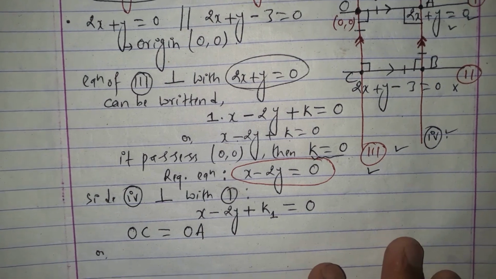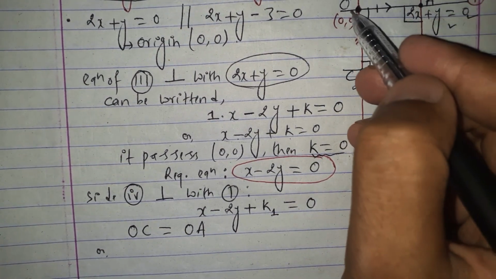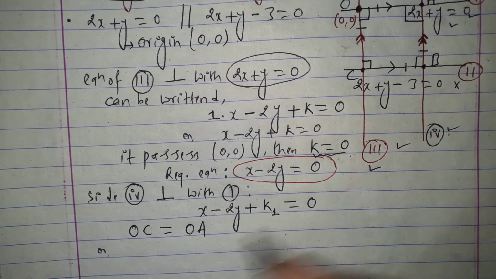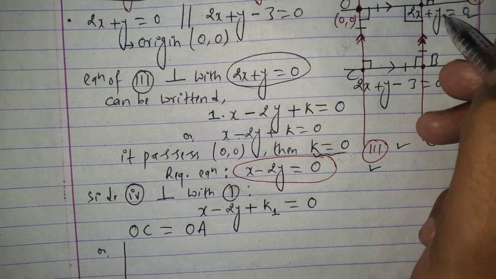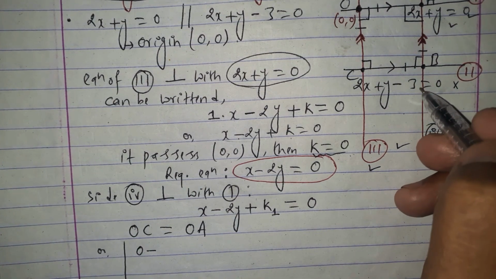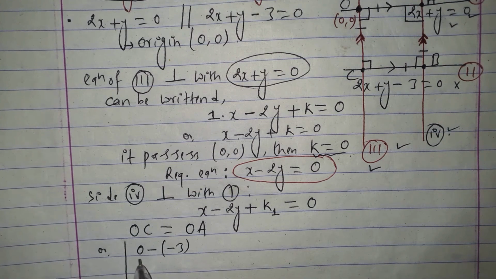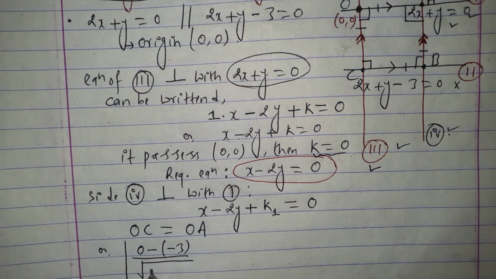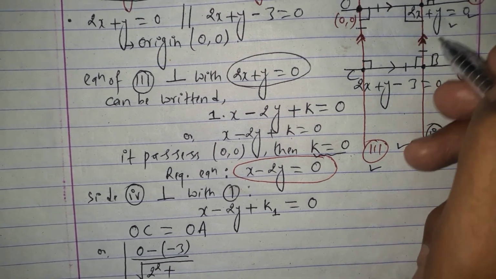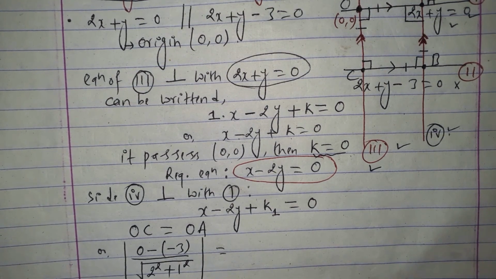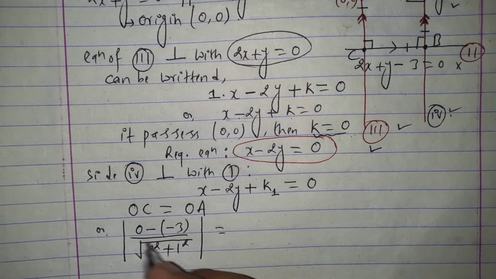Let's calculate OC. OC means the distance between the parallel lines first and second. The distance between the parallel lines can be calculated as the modulus of the difference of the constant terms, all over the square root of the coefficient of x squared, 2 squared, plus the coefficient of y squared, 1 squared. The constant term in the first equation is 0, minus the constant term in the second equation, which is -3. This is the way of calculating the distance between parallel lines.